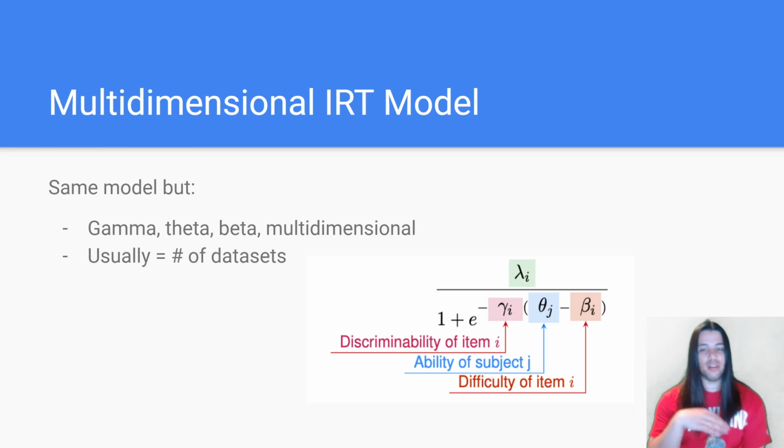So we take this model from before and make it multidimensional in a very simple way. We make gamma, theta, and beta all multidimensional. So we have a multidimensional minus a multidimensional, and then take the dot product, and that yields a single scalar for this particular equation. In most of our experiments, we make the number of dimensions equal to the number of datasets for that particular task.